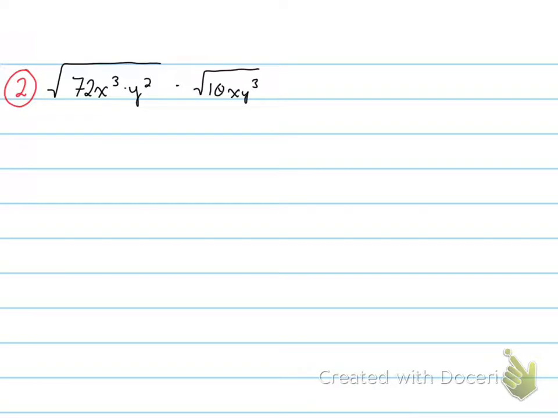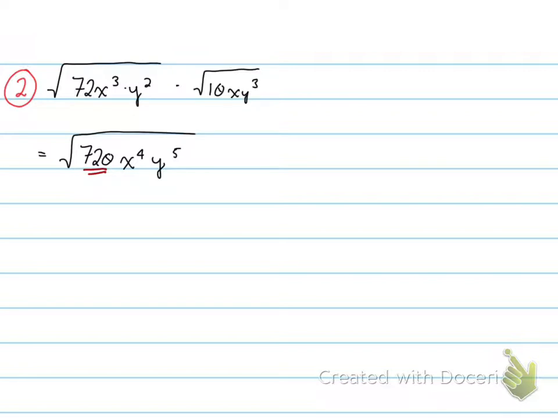So now let's look at a little bit of a harder problem. Now I'm multiplying two radicals together. I have the square root of 72 x cubed times y cubed times the square root of 10xy cubed. I'm taking the square root of both of these so I can combine these by multiplying them. So I'm left with 720 x to the fourth times y to the fifth. So I have 720 here.